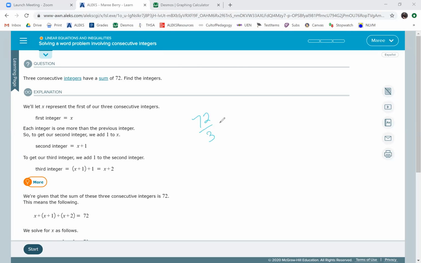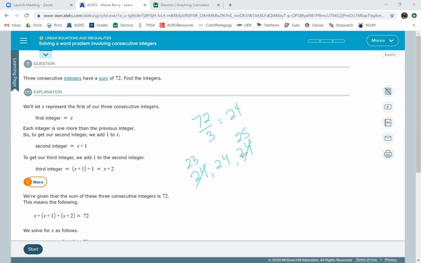72 divided by 3 is 24. So that means we have three numbers, 24, 24, 24. And if I take away 1 from the first 24, I get 23. But because I took away 1, I have to add 1 to here. So if I have 23, 24, and 25, when I add those together, I'm going to get 72 because I took 1 away and then I added 1.